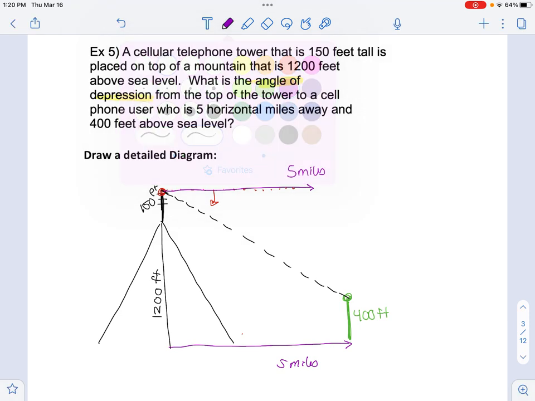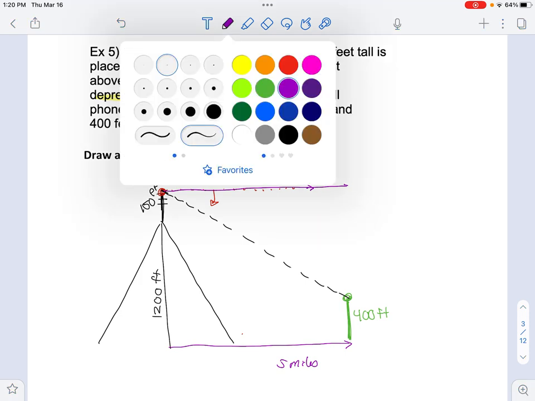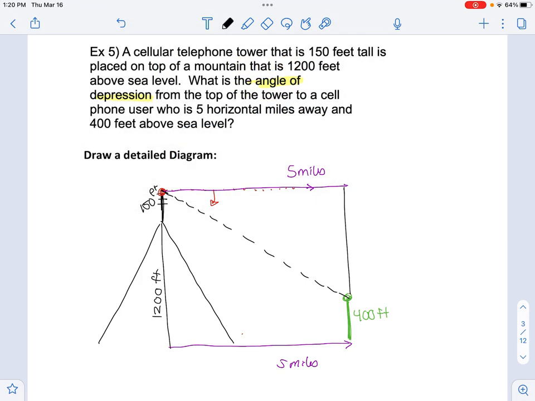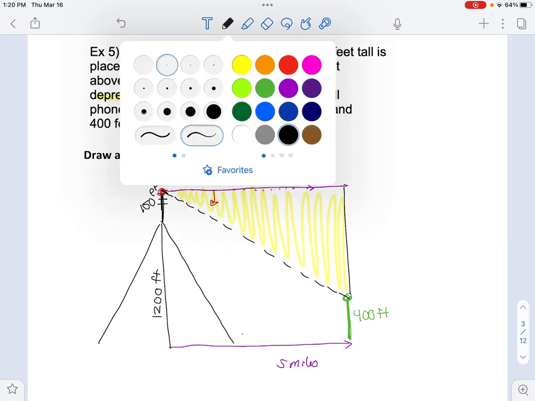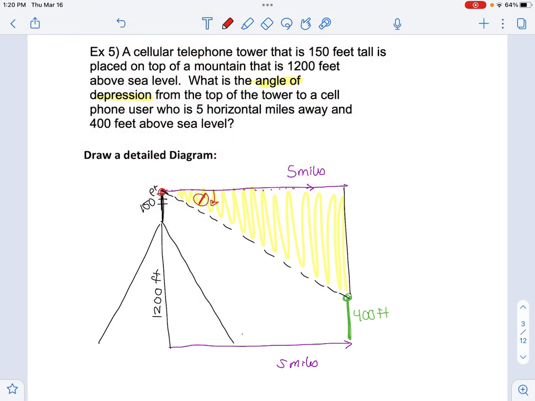Draw a triangle in this picture. I'm going to draw the triangle up here. I'm going to draw the triangle at the top. I'm going to look at this triangle right here. And again, you can use a lot of triangles in here. This is just the one I'm looking at. The angle I'm looking for is this angle, the angle of depression here. In order to find that angle, I need a couple of sides.